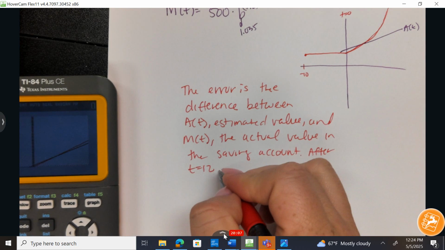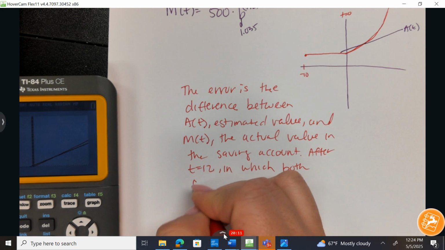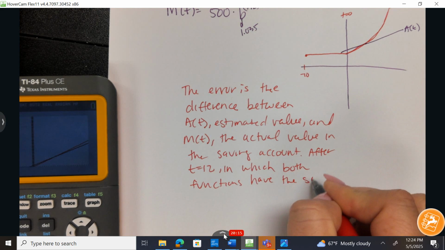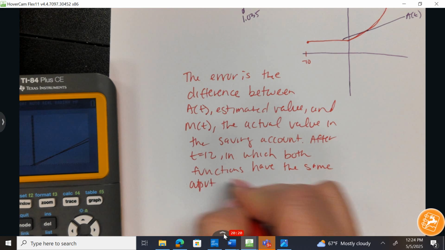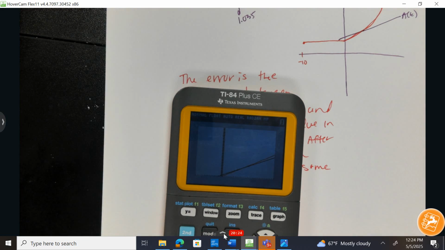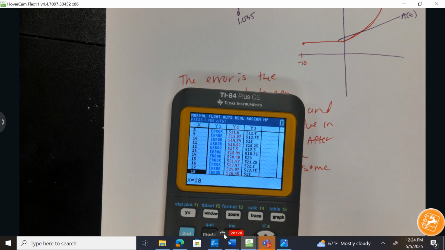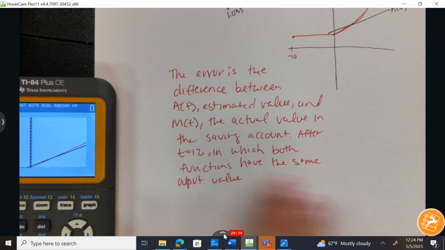After t equals 12, in which both functions have the same output value. And we can see that right here. If I go to the second table, we can see at 12, they have the exact same output value. And that's how I was able to see that. Okay, so let me go back here.